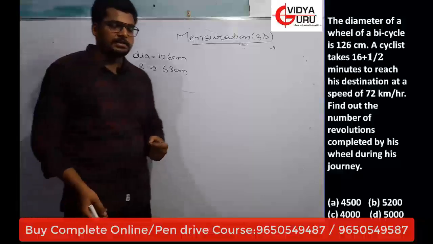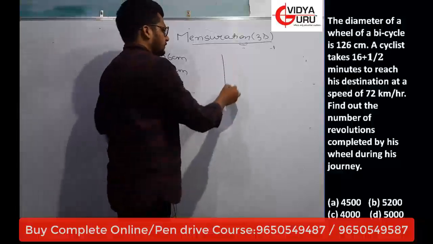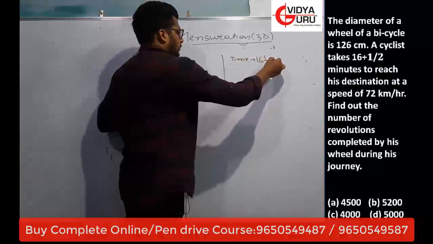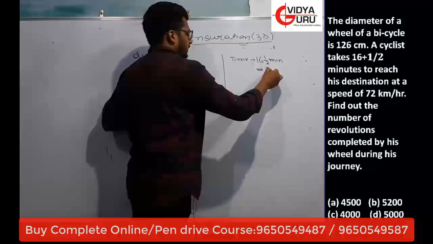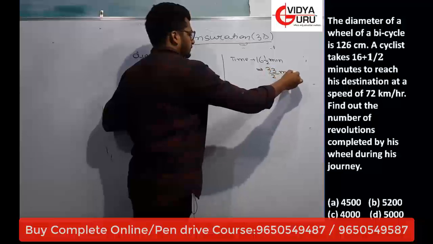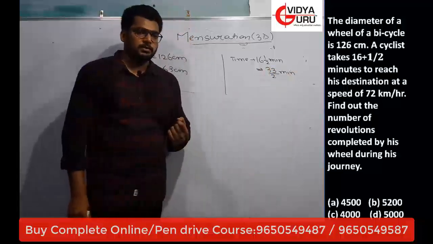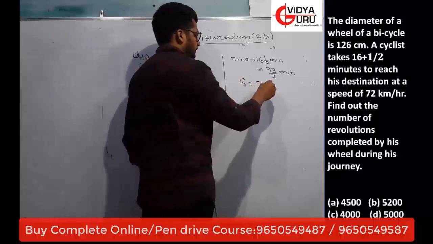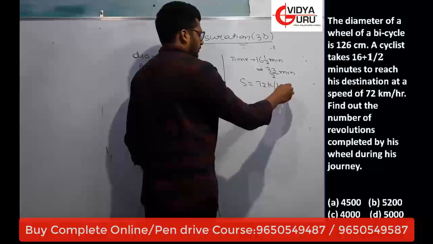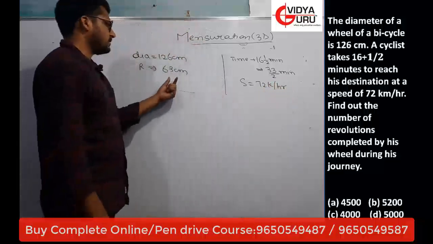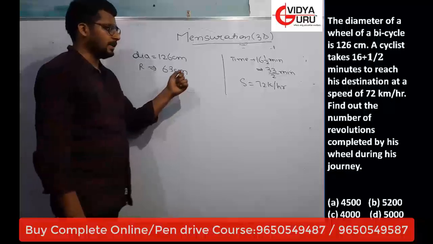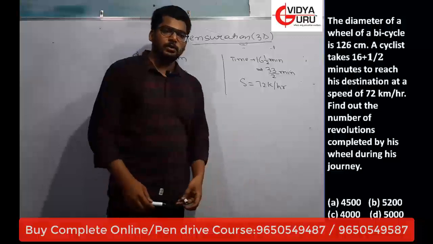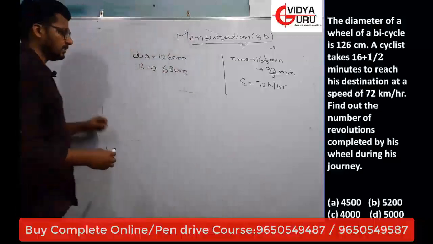The question says a cyclist takes 16 whole 1 by 2 minutes, or it can be written as 33 by 2 minutes, to reach its destination at a speed of 72 km per hour. The distance is in centimeter, time is 33 by 2 and speed is 72 km per hour. Find the number of revolutions.